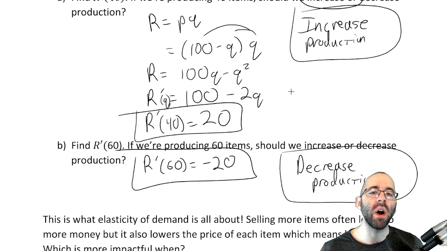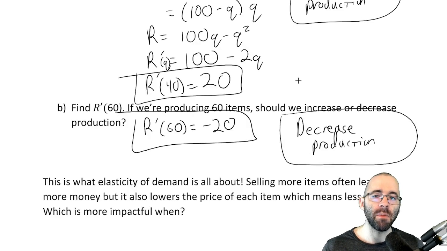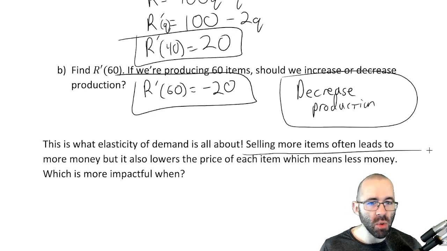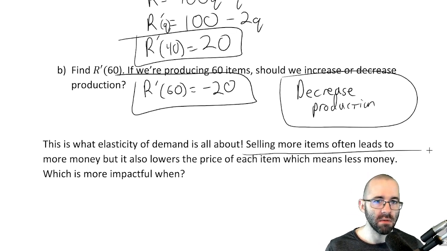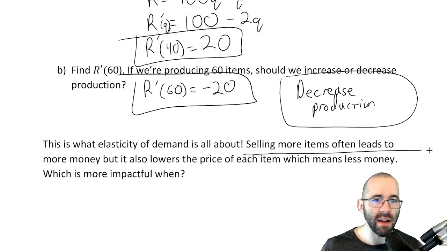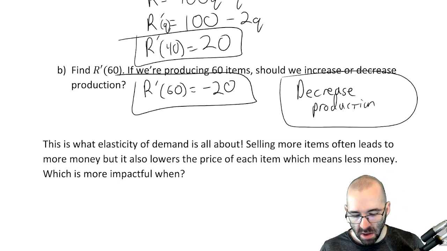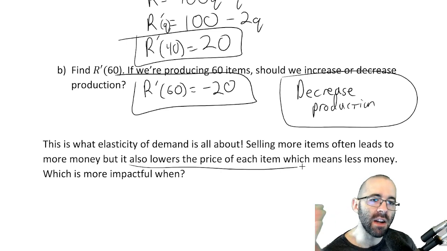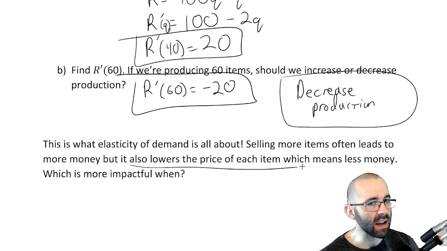This is sort of what is going into something called elasticity of demand. It's this idea that selling more items, right? Revenue is price times quantity. So increasing quantity should increase our revenue. But demand says that increasing quantity means we have to lower the price. So that's going to mean less revenue.